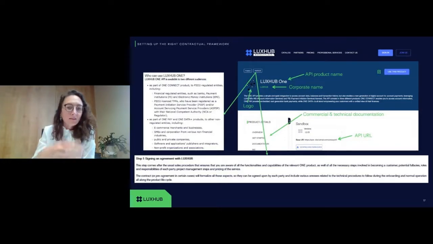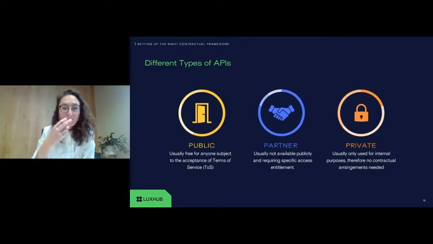There are different kinds of APIs. You have public APIs, you have partner and private APIs. When you have a private API, usually it's internal. People have already signed a non-disclosure agreement internally, or they are under a specific rule. So usually you don't need a contract as such, except a confidentiality clause with your employees. But when you have an API that is partner or public, it is consumed by third parties. And then you need to ask yourself, what kind of contracts should I have in place?